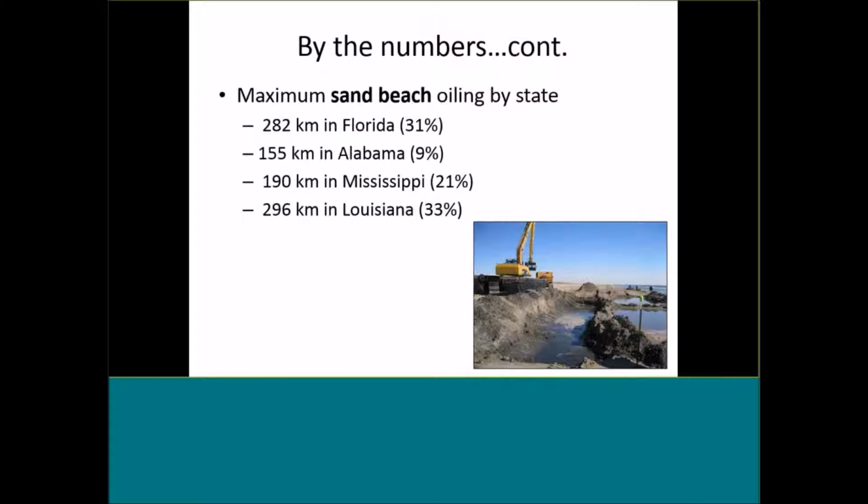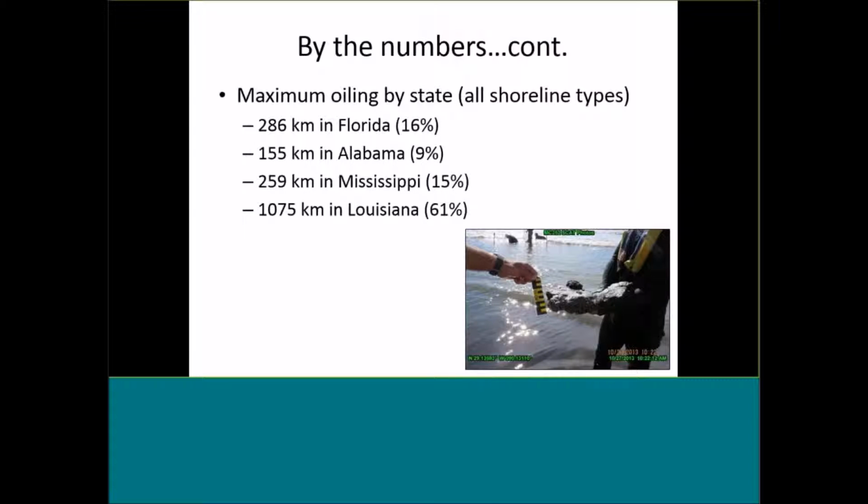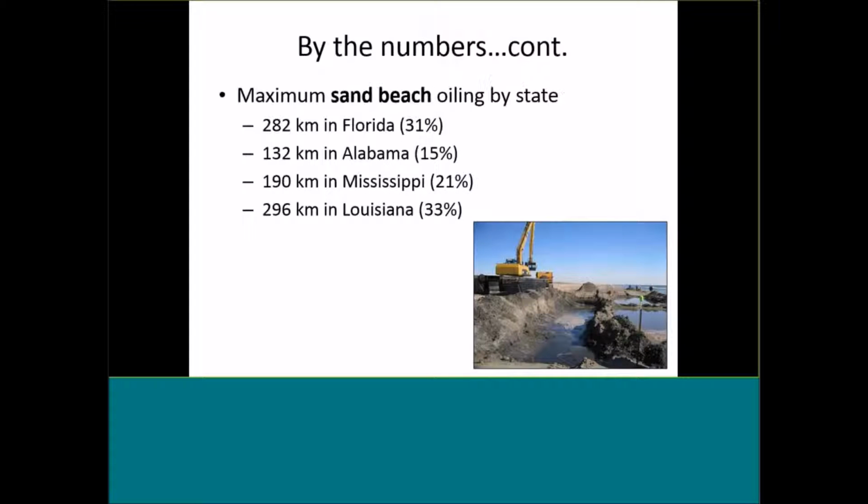So let me just jump back one slide. These were the maximum oiling stats across all shoreline types, and jump forward one. Now we'll talk about maximum oiling just on sand beaches. So sand beaches only, again by state. And you see a little bit different pattern here. Almost 300 kilometers in Florida, and it jumps up to 31% of the sand beach oiling. Alabama, a little bit more than 130. Mississippi, almost 200 kilometers. And Louisiana, almost 300 as well. So Louisiana and Florida, in terms of sand beach oiling, pretty similar. So what's that tell you? A lot of the oil in Louisiana was in coastal wetlands, and we'll show you a graphic on that later.